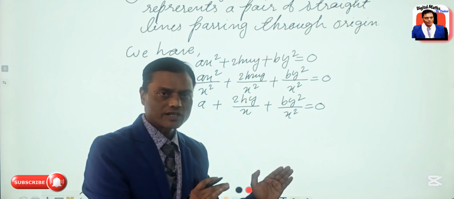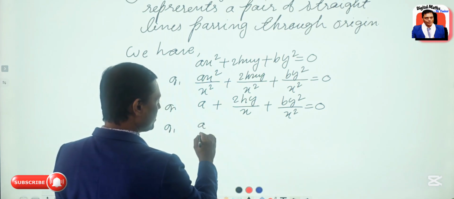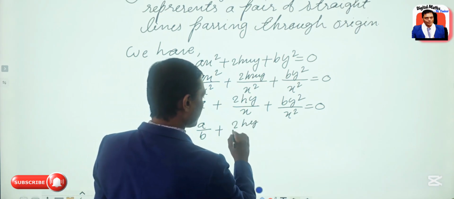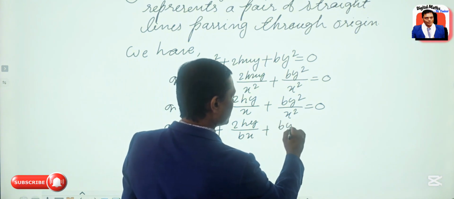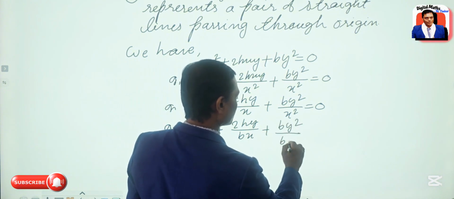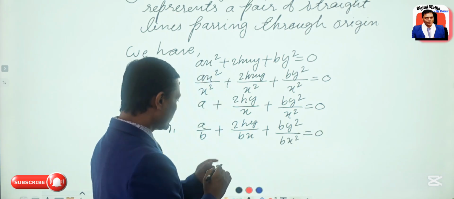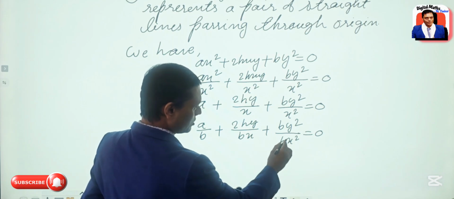Now let's divide both sides by b as well. So when you divide, we can write here a by b plus 2hy by bx plus by squared by bx squared. So we have divided both sides by b. Now we see here b and b will cancel here. Just you can cut it.